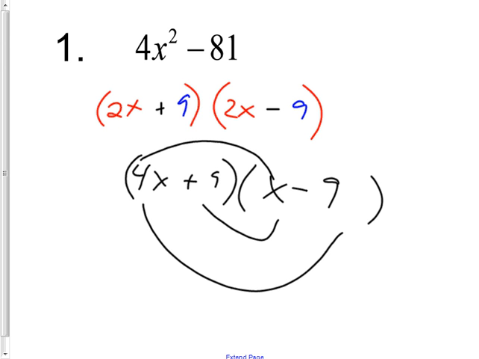9 times 4 is 36. That's negative 36 and positive 9. And that makes a middle term. And there is no middle term here. So your way does not work.